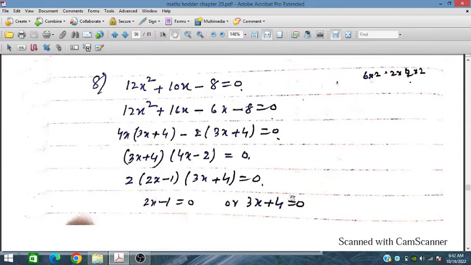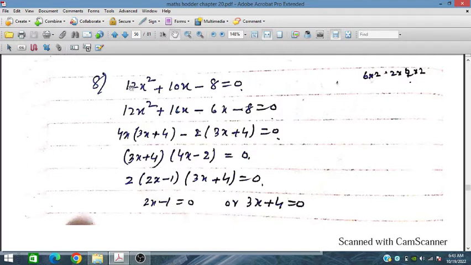12x square plus 10x minus 8. When we multiply this 12 with the 8 we get 96. This is 12 with the 96. And we have to divide this into 16 and 6. So this is plus 16 and this is minus 6.